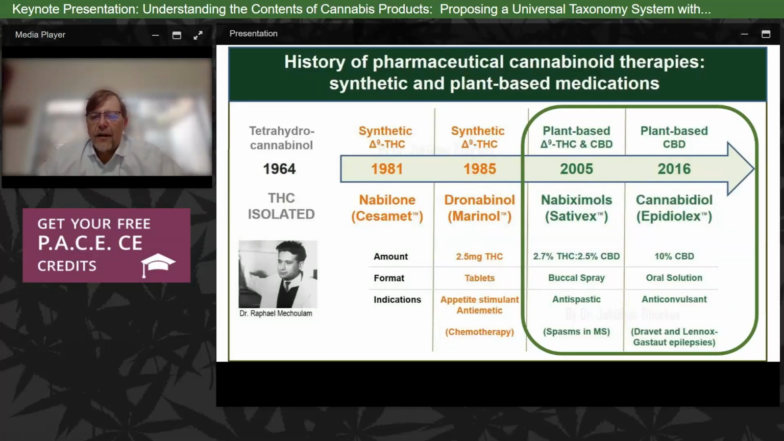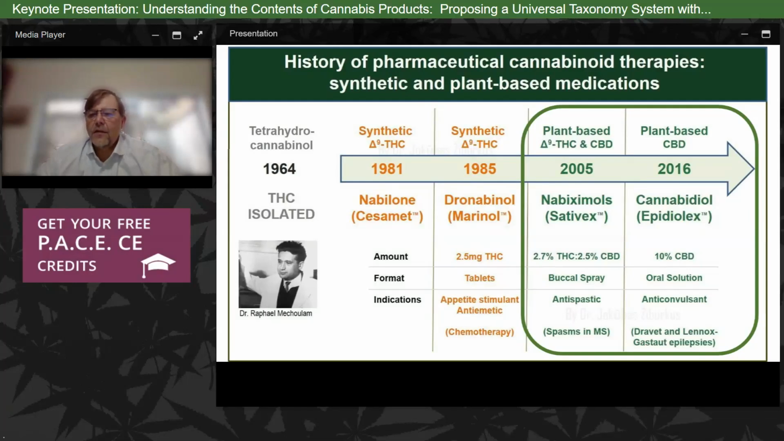Between 1985 and 2005, there is no other medication from cannabis that is accepted in the international community. In 2005, there's the development of nabiximols, which is plant-based, the first plant-based, and it's not FDA approved. It is available in over 25 different countries. It is a combination of delta-9 THC and CBD, 1-to-1. It's a buccal spray, a cheek spray, where we have a lot of absorption through the mucosal membranes. It is antispastic and analgesic, and it is being used in multiple sclerosis. But again, this preparation is not available in the US.